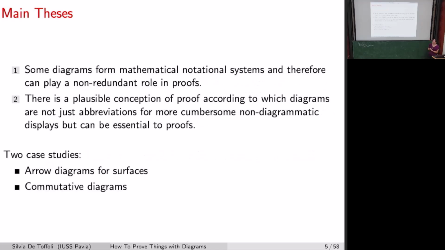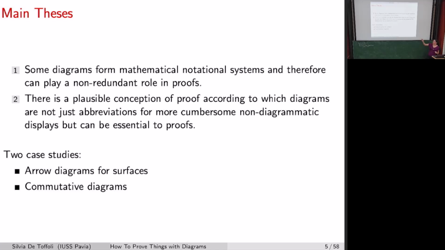So here are my main theses. One, some diagrams form mathematical notational systems and therefore can play a non-redundant role in proofs, so they can enter the inferential structure of proof without affecting the rigor of such proofs. I'm talking normally of informal rigorous proofs, not the formalized counterpart, although there are formalized counterparts as well. And two, there is a plausible conception of proof according to which diagrams are not just abbreviations for more cumbersome non-diagrammatic displays, but can be essential to those proofs.